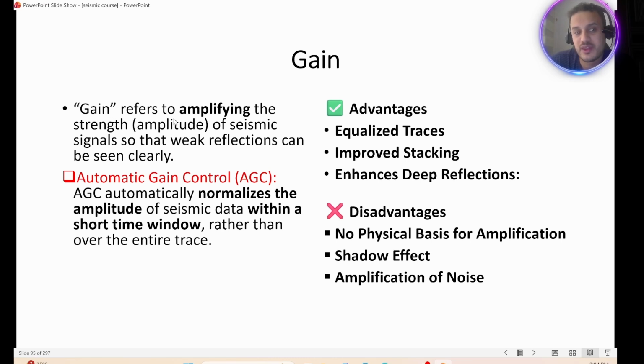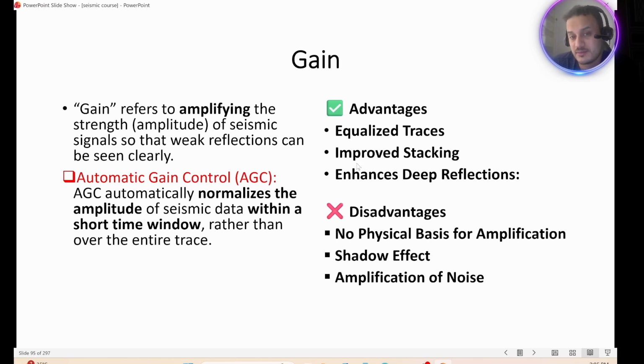So with strength amplitude, if we have weak reflections, we can do some corrections to make them very clear. We have two types. One is called automatic gain control. This automatically normalizes the amplitude of seismic data with a short time window rather than over the entire trace. The advantage of automatic gain control is that it equalizes the traces. That means for high frequency and low frequency, it will take the average and divide it by the all.